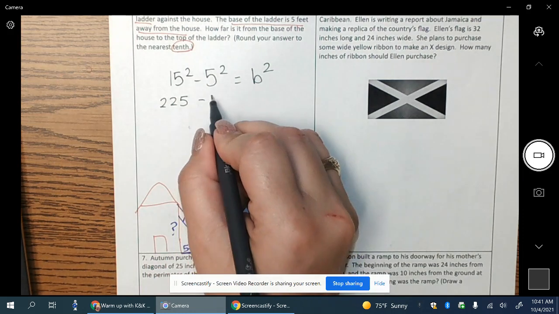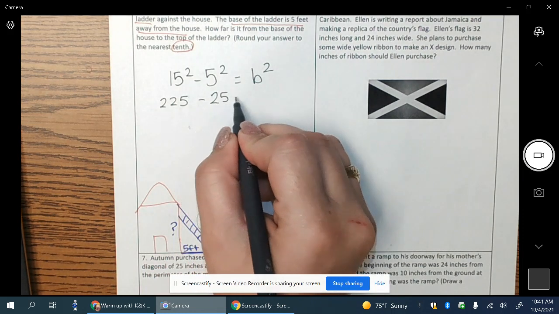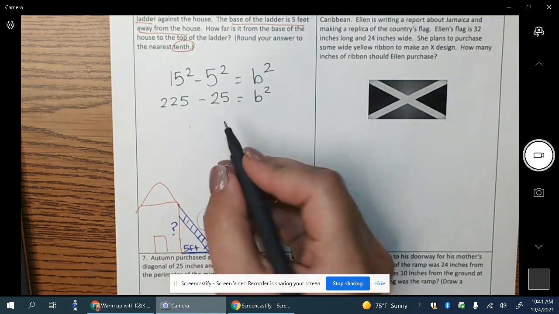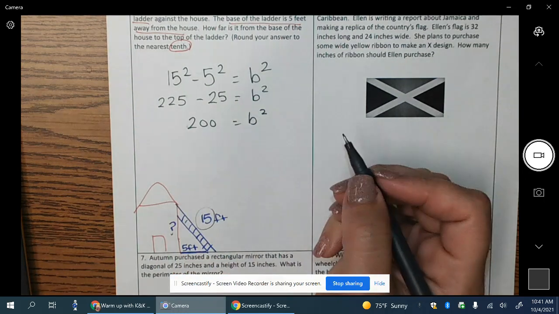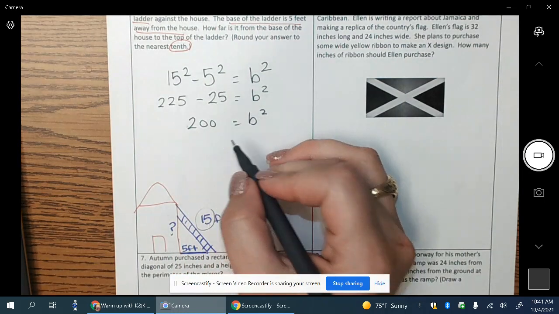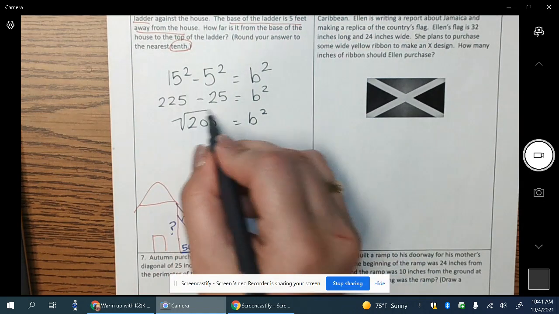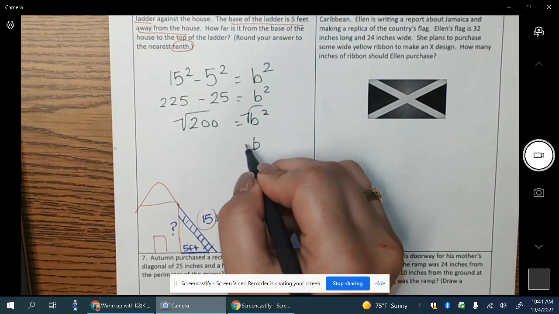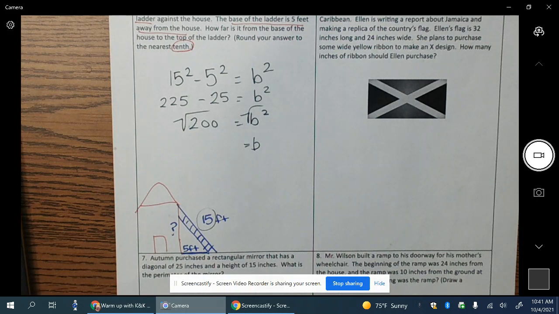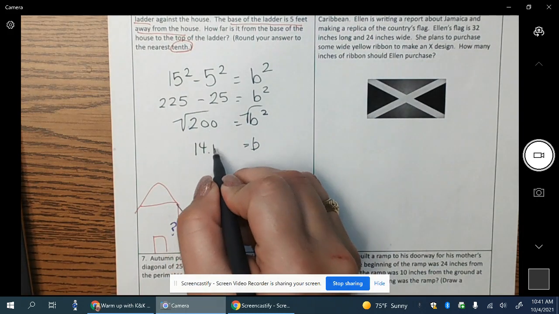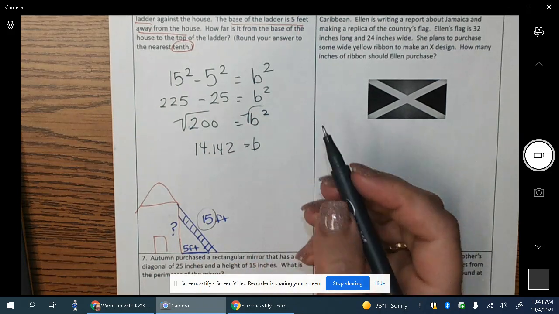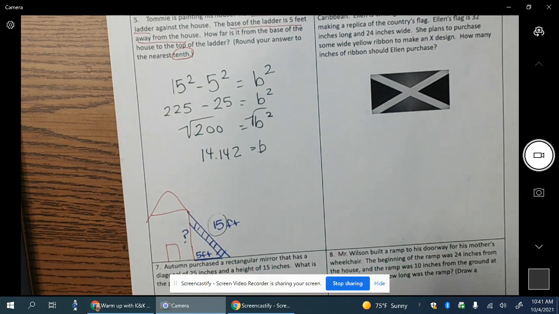Okay? 15 squared is? 225. 5 squared? 25. Very good. Somebody already knew it. I heard them. 200. 200 is not my answer. 200 is the area. So I take the square root. Square root of 200 is 14.142.